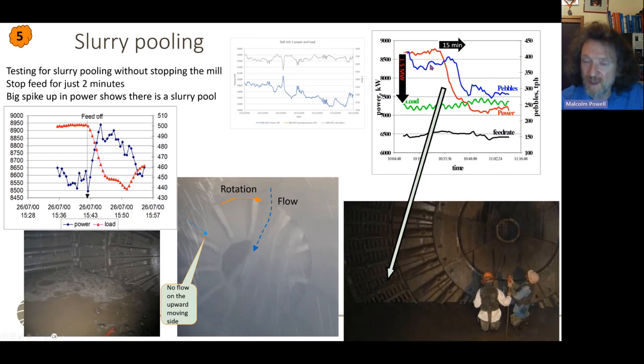And here's an example. I'm running a mill and suddenly the power just drops. A slight change in ore type, a bit more viscous. This mill was on the edge of slurry pooling all the time, and it just lost it. Lost 1.5 megawatts, a 1 meter deep slurry pool. Pretty impressive. So you can pick up on the fly that these things are happening, and then you have an issue to address. If it's happening once a month, that's okay. If it's happening every day, that's not okay.